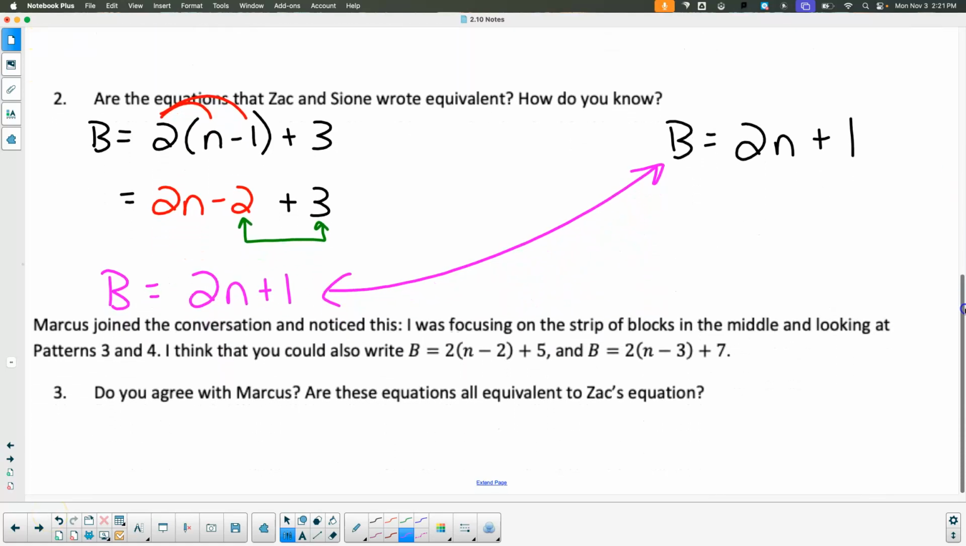Now, Marcus joins the conversation, and Marcus has come up with 2 more potential rules for Grandma Billings' squares in her quilts. So what I want you to do is show me if Marcus is like Zach and S and that they're equivalent. So you got to do that twice. Show that Marcus's first equation is equivalent to the other 2 that we've already shown, and then make sure that his second one is equivalent to the other 2 that we've just shown. Go for it.